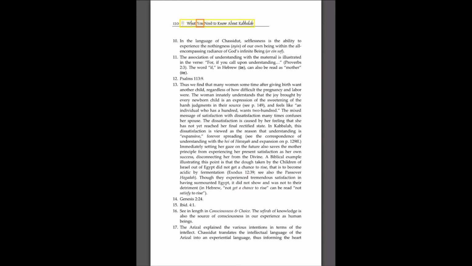What you need to know about Kabbalah. 10. In the language of Chassidut, selflessness is the ability to experience the nothingness, Ayin, of our own being within the all-encompassing radiance of God's infinite being, or Ein Sof.